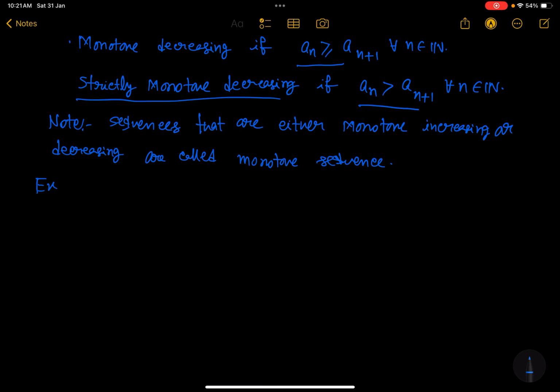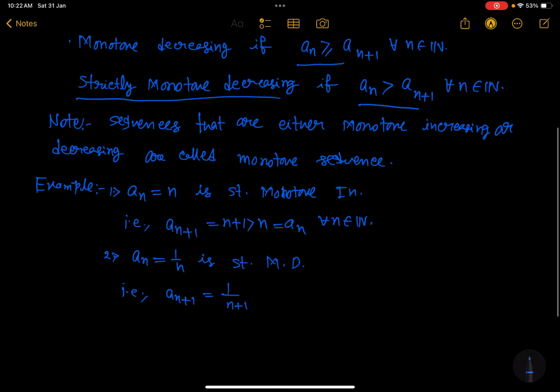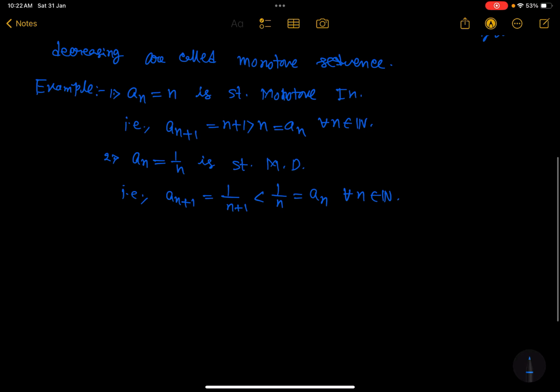For example, a_n equals n is strictly monotone increasing, because a_{n+1} equals n plus 1, which is always bigger than n, for every n in N. And a_n equals 1 by n is strictly monotonically decreasing, since a_{n+1} equals 1 by n plus 1, which is less than 1 by n, for every n belonging to N.